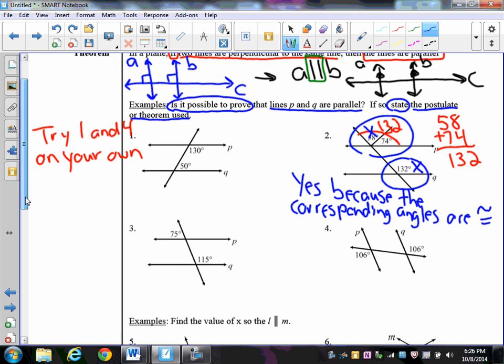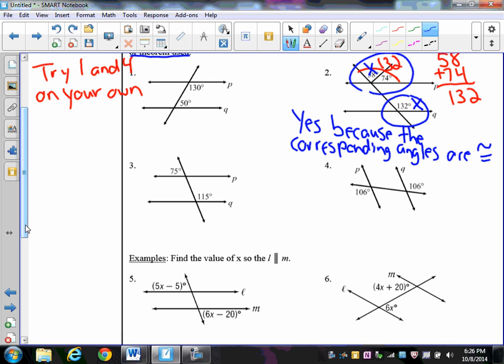Let's try number 3 also. So number 3, we have these two angles here. We have 75 and 115. They don't have any of the relationships that we've talked about. There's a number of different ways you can do this, but I do know that these two angles here form a linear pair. So that means 75 plus x, I'm going to call this x, has to equal 180. Remember, linear pairs are supplementary. So that means when I subtract 75, I get x is equal to 105.